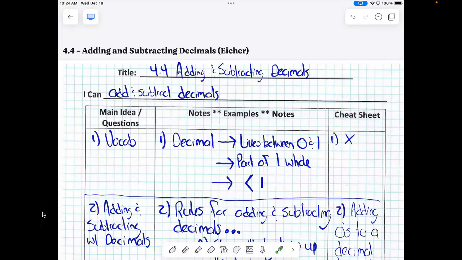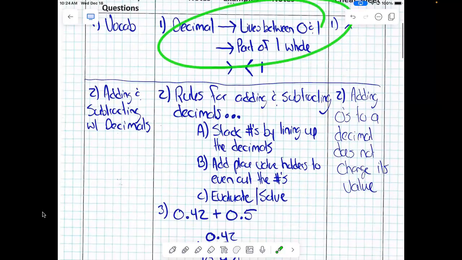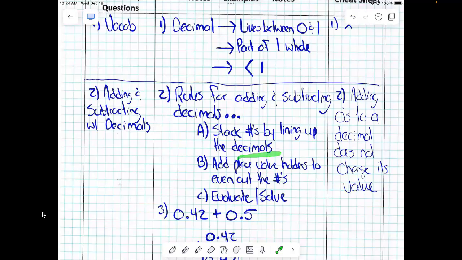Today we finished adding and subtracting decimals, chapter 4, lesson 4, right? Yes. You guys know what decimals are? Yes. Okay, there are rules for adding and subtracting decimals. They're very similar to comparing decimals. So when we have to add or subtract a couple of decimals or any number with a decimal in it, rule 1 is to stack the numbers by lining up what?